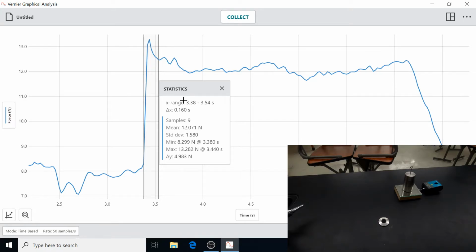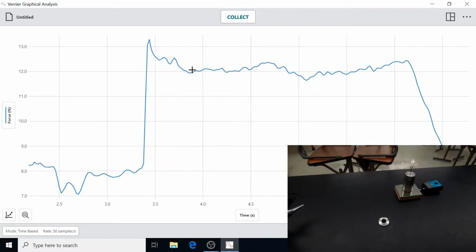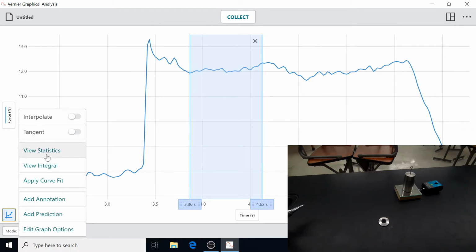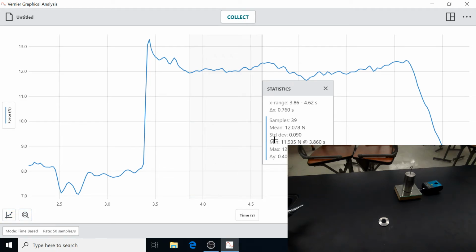And then from there, we had to measure kinetic friction. Remember, kinetic friction represents the part of the graph that is roughly at a constant velocity. So I'm going to highlight this little region here, come over here, hit this button again, hit View Statistics, and look at the mean, because the mean represents the average force from here to here. Again, the average force is the force when the block is roughly moving at a constant velocity. Therefore, it represents our kinetic friction, okay?